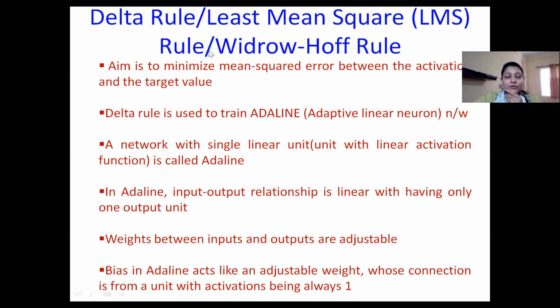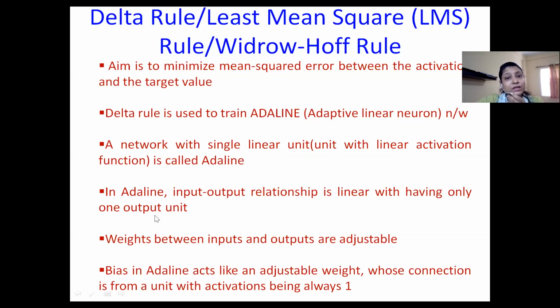That is one unit with a linear activation function. So in that case, Adaline is going to have a linear activation function, and we know that the activation function always indicates the input output relationship of a particular neural network. So if this is a linear activation function, Adaline also offers a linear input output relationship, and it has only one output unit. That is why it is called a single linear unit.